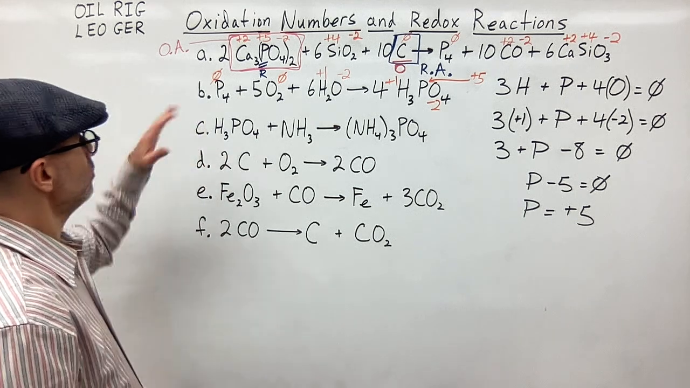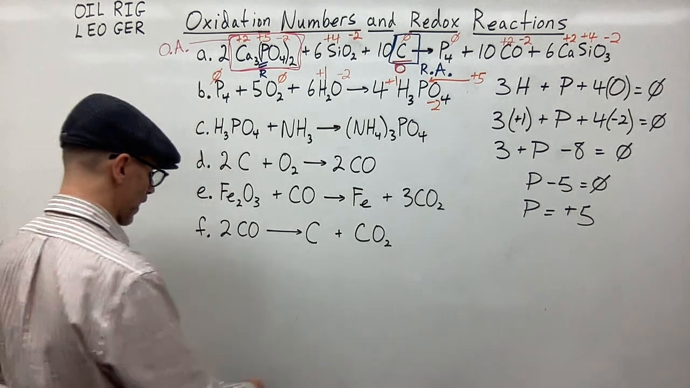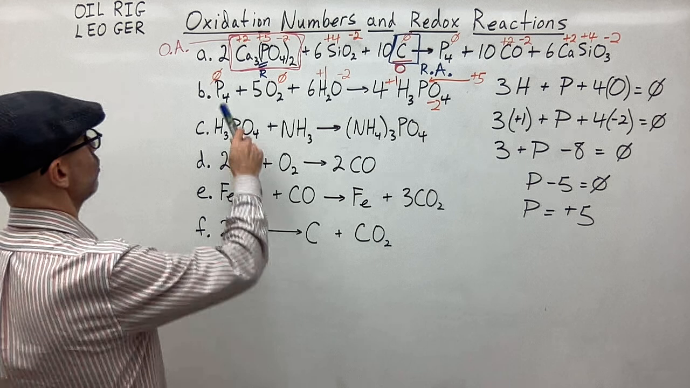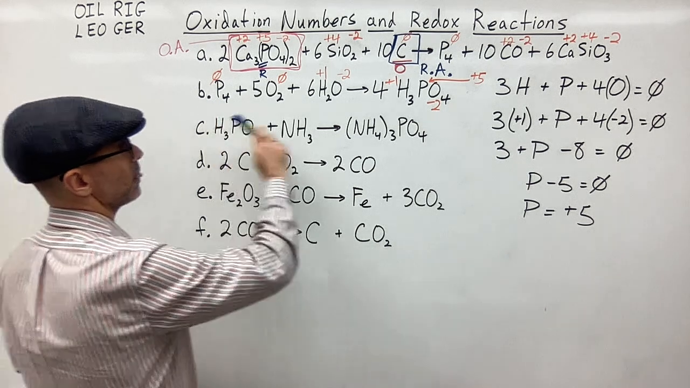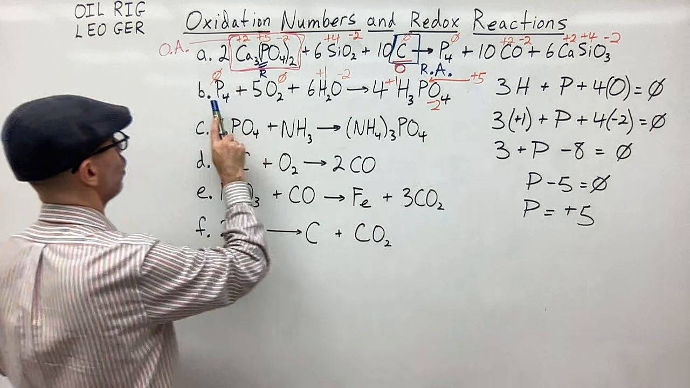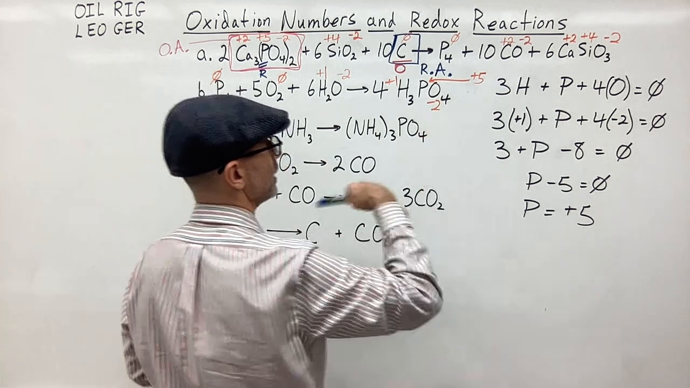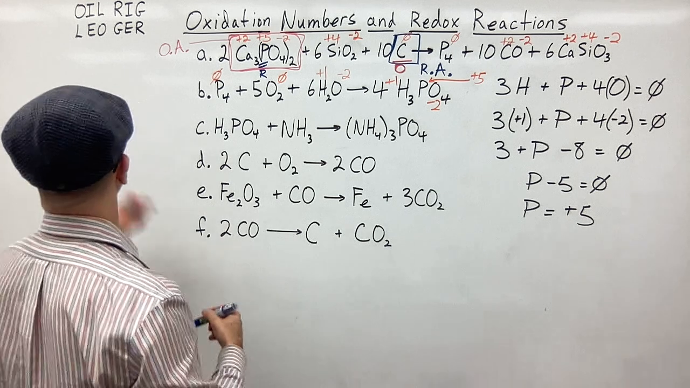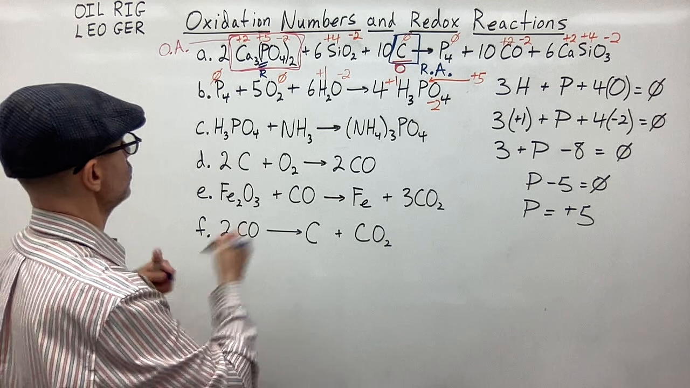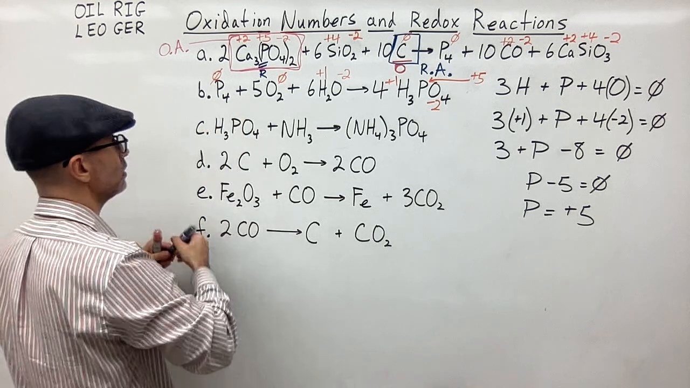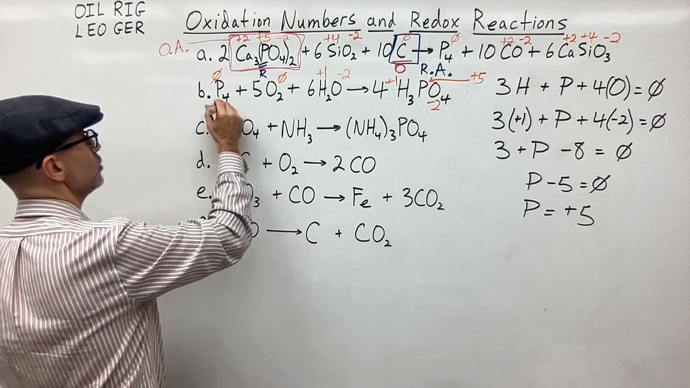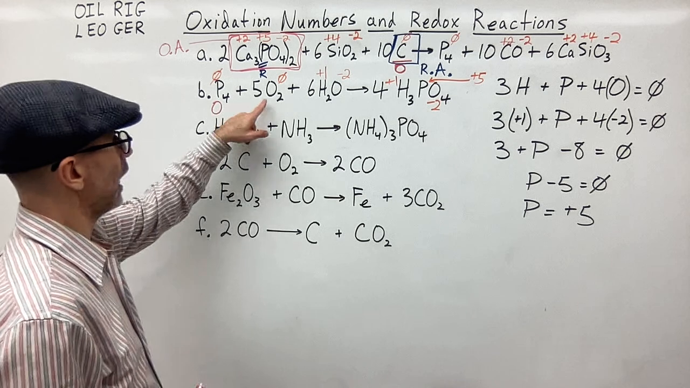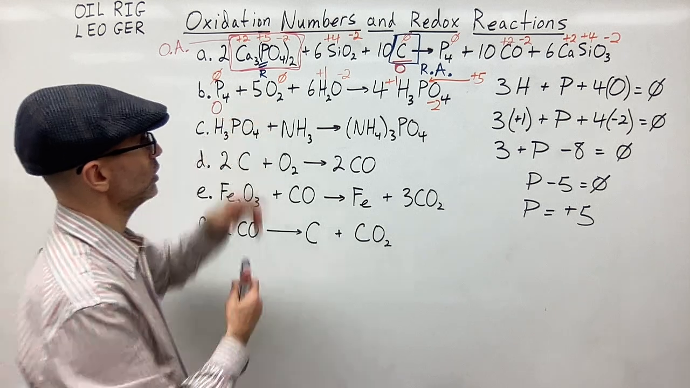And so now we can see what got oxidized and what got reduced. We have 0 for phosphorus, and then here we have +5. So phosphorus went from 0 to +5. It became more positive, less negative, so it lost electrons. Oil, oxidation is loss. So that underwent oxidation. We use red for oxidation. So oxidation, phosphorus.